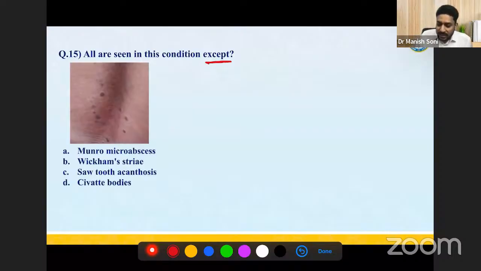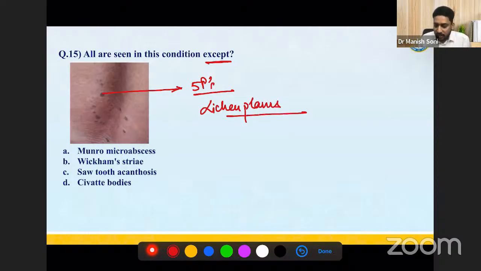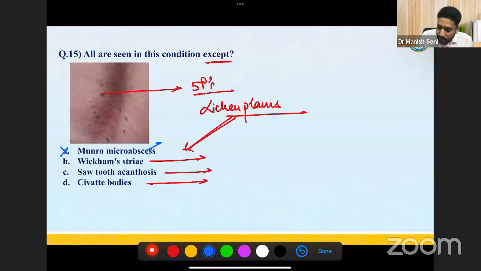So now in this you can see that this very dark colored lesion, that is purplish colored lesion. So these are the 5 P's of lichen planus, that is plain purple polygonal pruritic papules, and these are seen in lichen planus. And there are 3 features of lichen planus which are mentioned here, that is Wickham striae, saw-toothed appearance, and civatte bodies. All these are seen in lichen planus except for Munro's microabscess, which is seen in psoriasis. So answer here is Munro's microabscess.